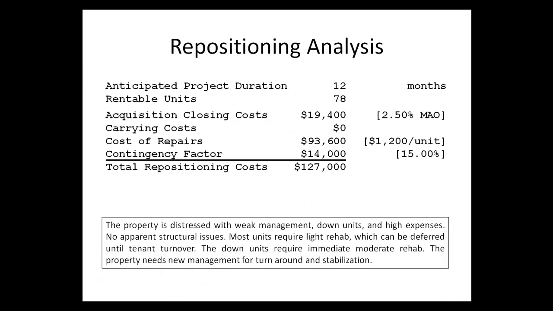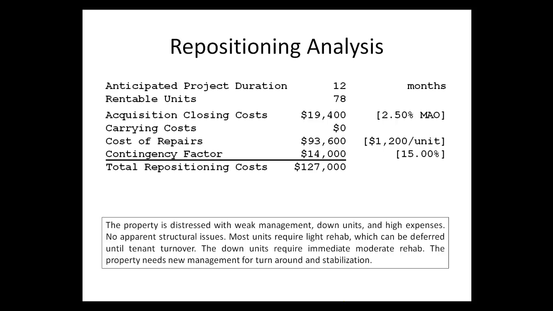Repositioning analysis. In this hypothetical case, we've determined that the anticipated project duration is 12 months. And this property has 78 rentable units. That is, they will be rentable after the repositioning project is complete. Presuming acquisition closing costs to be about 2.5% of the maximum allowable offer.